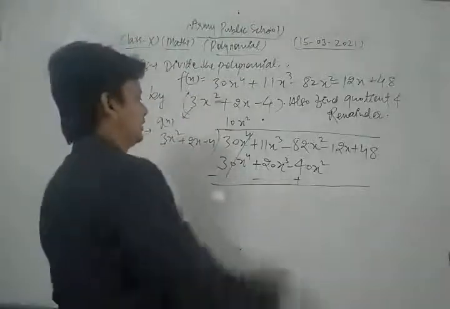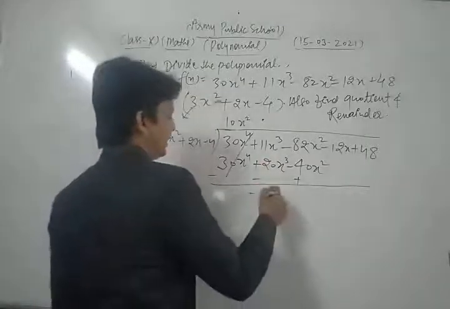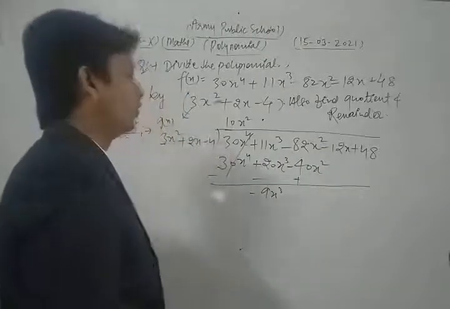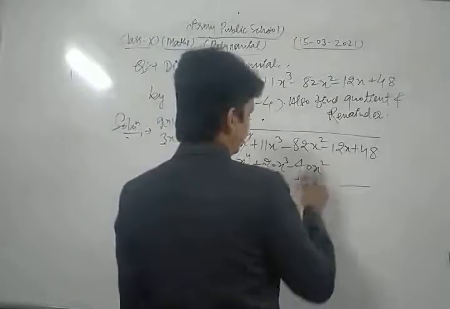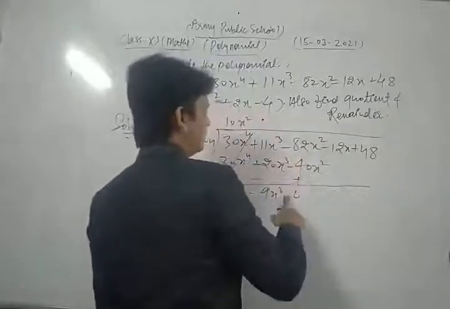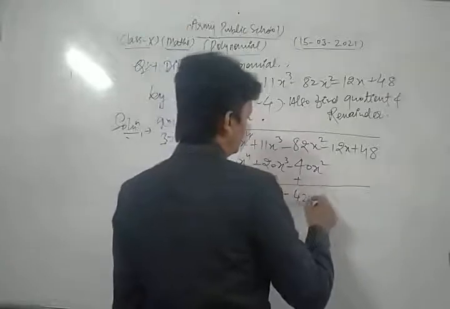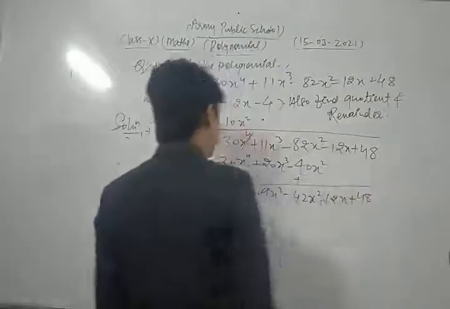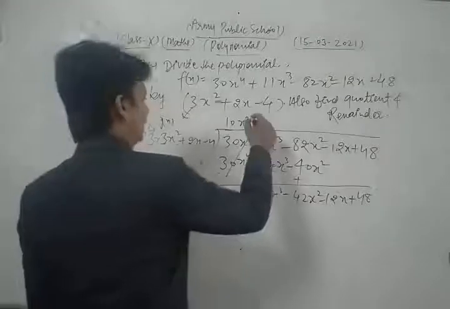Now what I get: 11x cube minus 20x cube, so minus 9x cube is left here. And this is minus 82x square and plus 40x square, so 42. Minus sign is greater, so this is minus 42x square and minus 12x plus 48, as it is. Now how many times do we take? So this is minus 3x times.